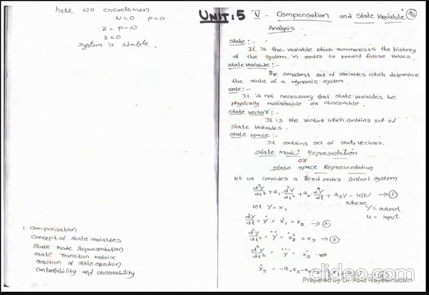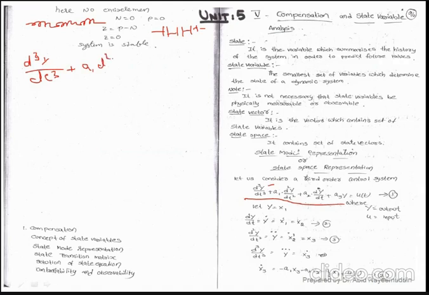Now let me explain clearly before going for problems. I am considering a dynamic system. d square y by dt square, again here we took up to d power 3, third order. So d power 3 y means how many inductors are there? 3 inductors, or 3 capacitors. Remember that.